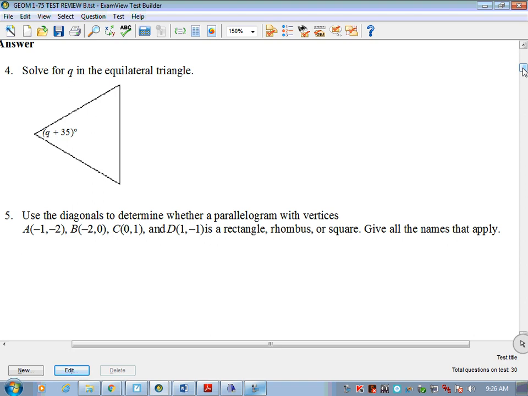Divide what by 3? Take 180. Why 180? The total number of degrees in a triangle is 180. You're going to divide it by 3. So each angle equals what? Okay, so this is equal to 60. This is equal to 60. And this is equal to 60.